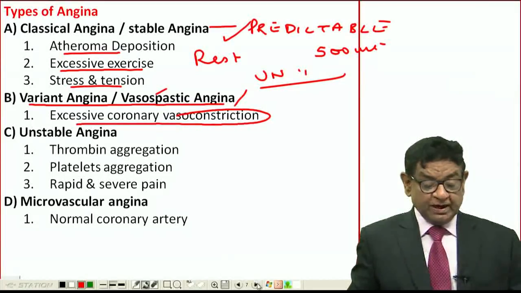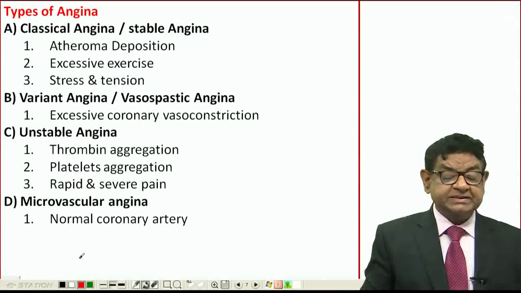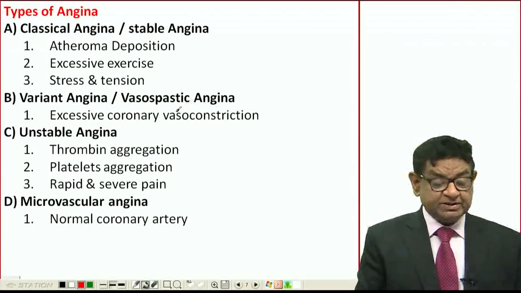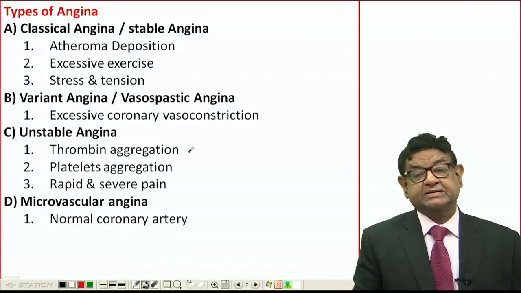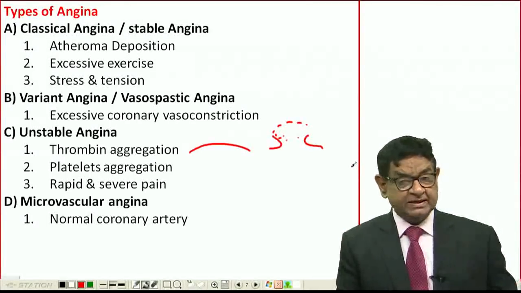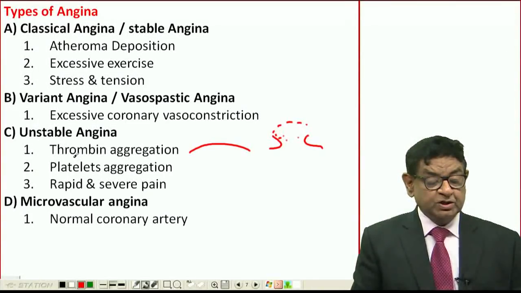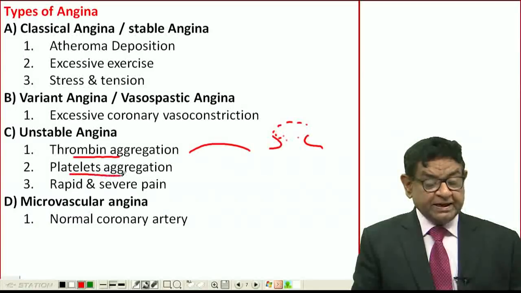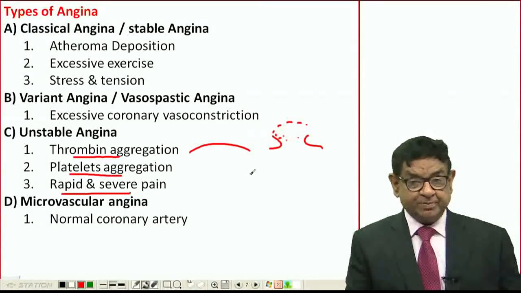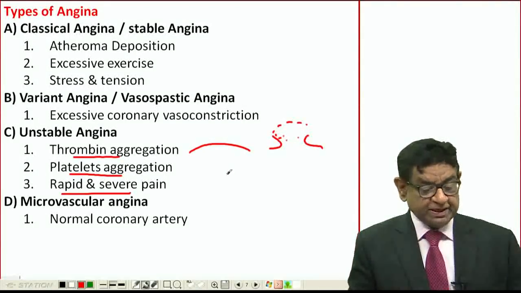Well, then we have one more entity, so-called unstable angina. This is what I was talking to you, that patient has plaque formation. Suddenly the plaque ruptures and that lead to formation of clot or thrombus. That's the basic problem of unstable angina. So thrombin aggregation, platelet aggregation, and lead to rapid and severe pain, about which I'll be talking to you in the coming few minutes only.